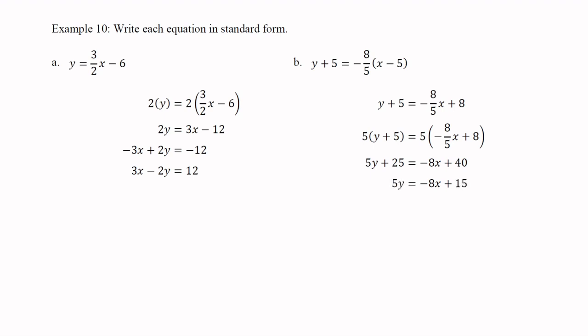Now we're going to move our 25 over to the other side by subtracting on both sides. So 40 minus 25 gives us 15. We're going to move our 8x to the other side by adding it to both sides. And since we have no fractions and we do not lead with a negative, we are now finished. 8x + 5y = 15.